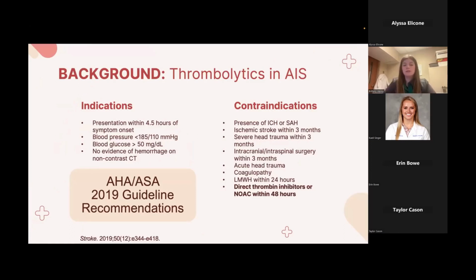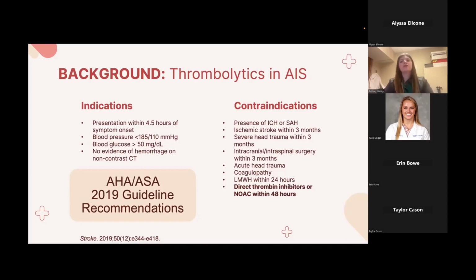We are all most likely familiar with the 2019 American guidelines that recommend appropriate administration parameters for thrombolytics. So ideally, we have patients who present with moderate to severe symptoms within 4.5 hours of onset. They have a blood pressure of less than 185/110. They're not hypoglycemic. And most importantly, they don't have a hemorrhage that's seen on a non-con CT.